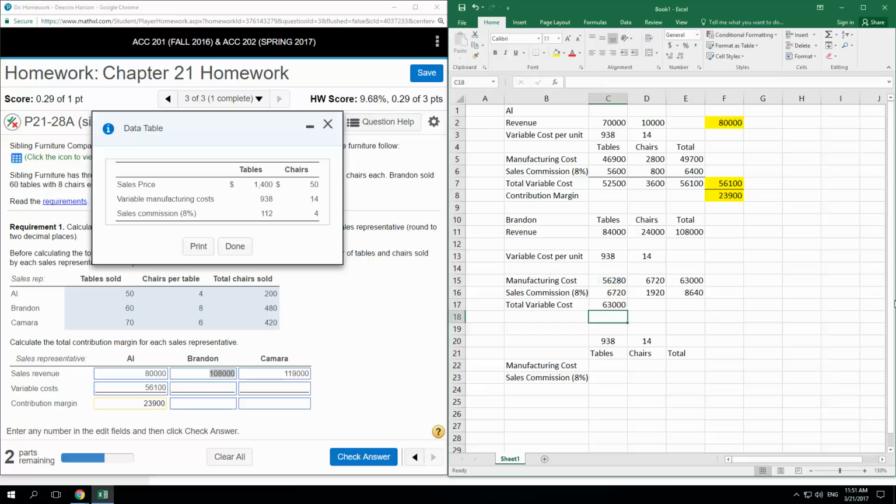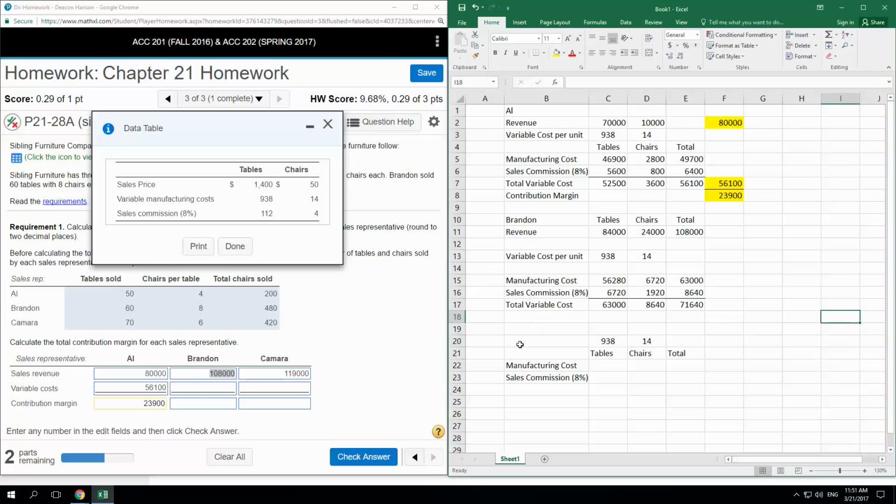This plus this. Then you just want to make sure that that's what it adds up to in total. So these two, 63 plus 8,640, that's 71,640. It shows up down here when I highlight it. Okay, so that checks out.